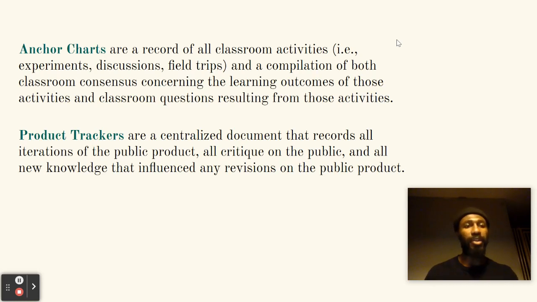I've included some definitions for anchor charts and product trackers. An anchor chart is a centralized document where you can record all of the activities you do in class and the learning outcomes that students took away from those activities. Product trackers are also a centralized document, but it's used by students to keep track of their public product, the critique they've received on their public product, and the revisions they made to their public product.